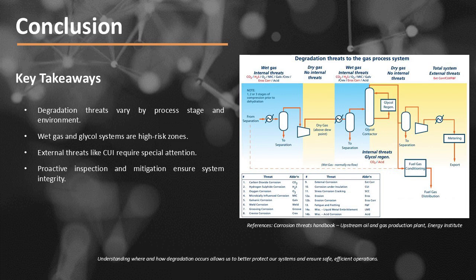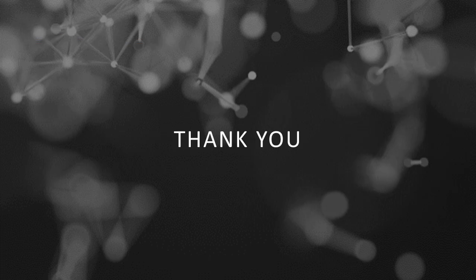Conclusion, key takeaways: degradation threats vary by process stage and environment. Wet gas and glycol systems are high-risk zones. External threats like CUI require special attention. Proactive inspection and mitigation ensure system integrity. Understanding where and how degradation occurs allows us to better protect our systems and ensure safe, efficient operations.